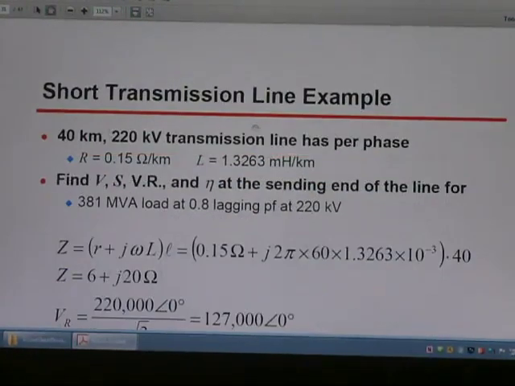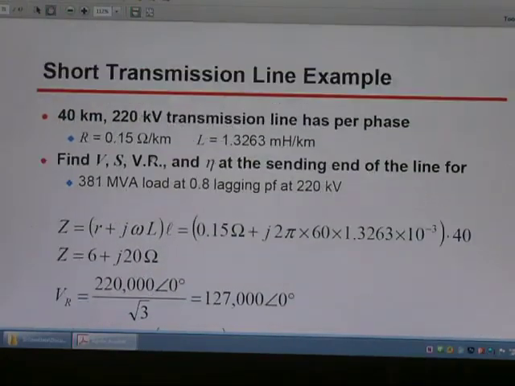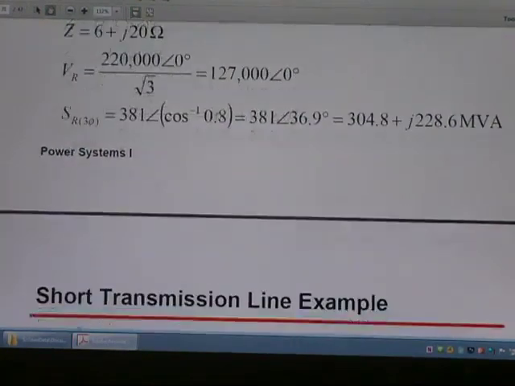This is an example of a short transmission line.